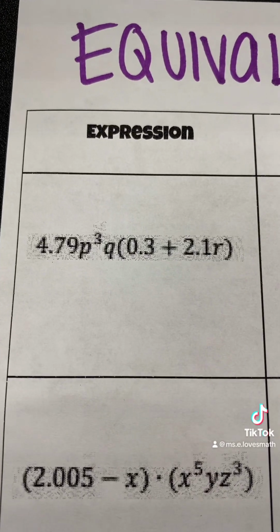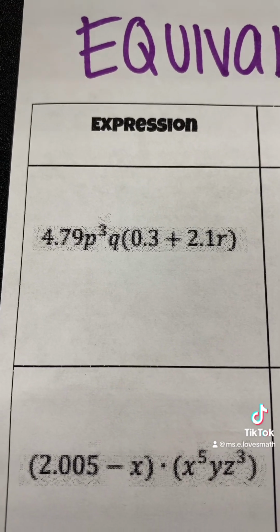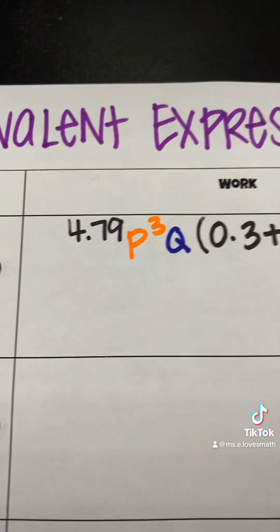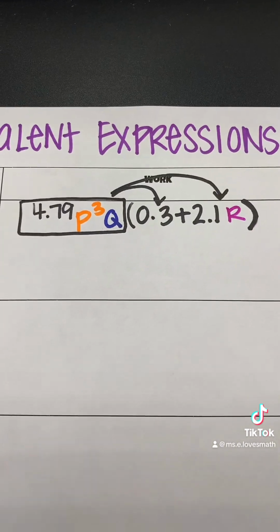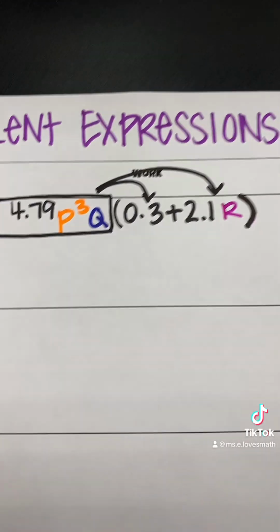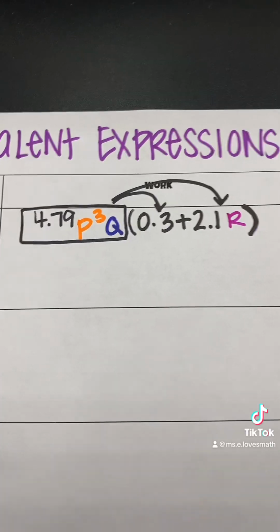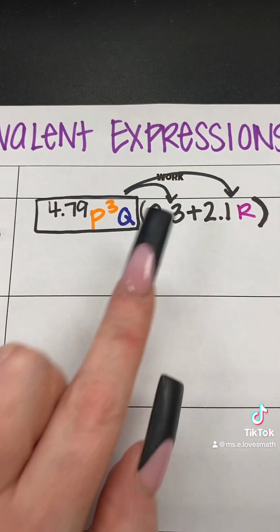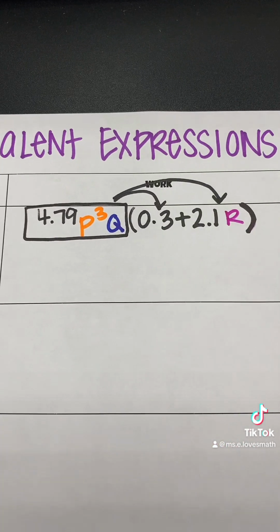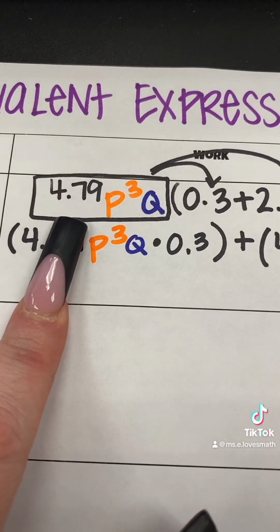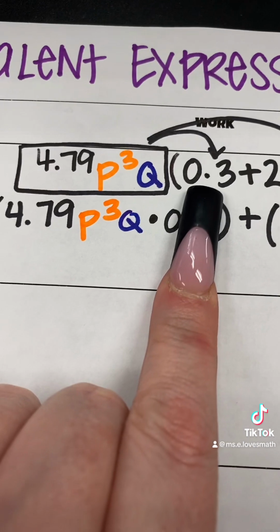Equivalent expressions, part 2. In these examples, our variables have multiple exponents on them. So when I rewrote our expression, I've color-coded our variables to help us out. We still need to take this outside term and multiply it or distribute it to both of the terms on the inside. Just this time, we have to take everything on the outside and multiply it to each of the terms on the inside. So here we had to take 4.79 p cubed q and multiply it by 0.3.